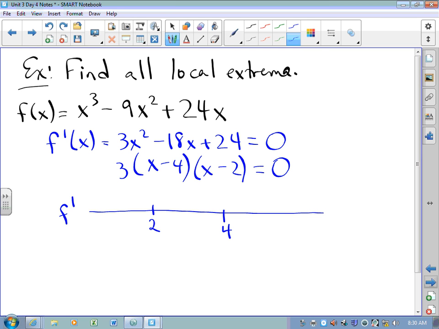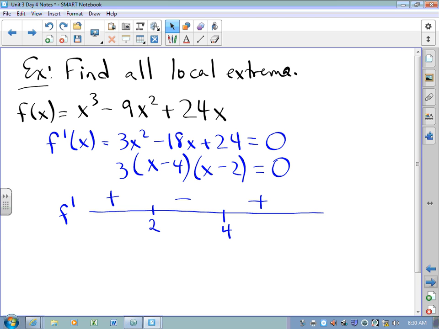Then I think about what f prime is. F prime is a happy parabola. It starts high, goes low, ends high. If the shape is unfamiliar to me, I can pick my favorite value that's less than 2. I can sub that into the derivative, maybe at x equals 1, the derivative is 9, that's positive. And so the derivative will have to be positive everywhere less than 2. Similarly, I could sub in 3, find out the derivative is negative there, sub in 5, find out the derivative is positive there. So I can do it that way also.